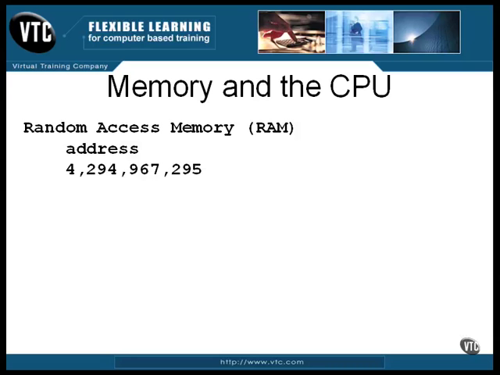So this is the largest possible address. This is why 32-bit computers address a maximum of 4 gigabytes of RAM. It's possible to have more RAM than this, and we'll get into that a little later.